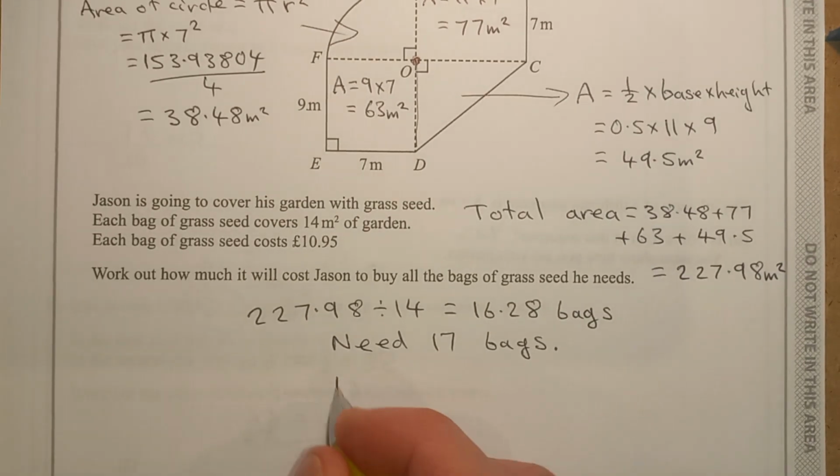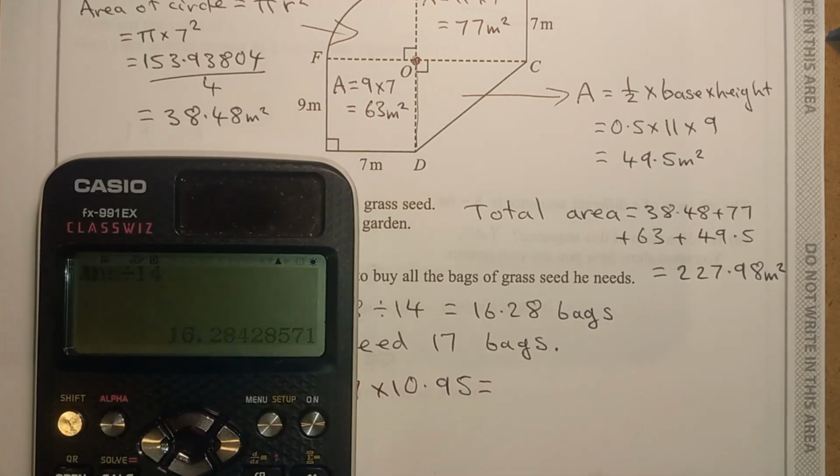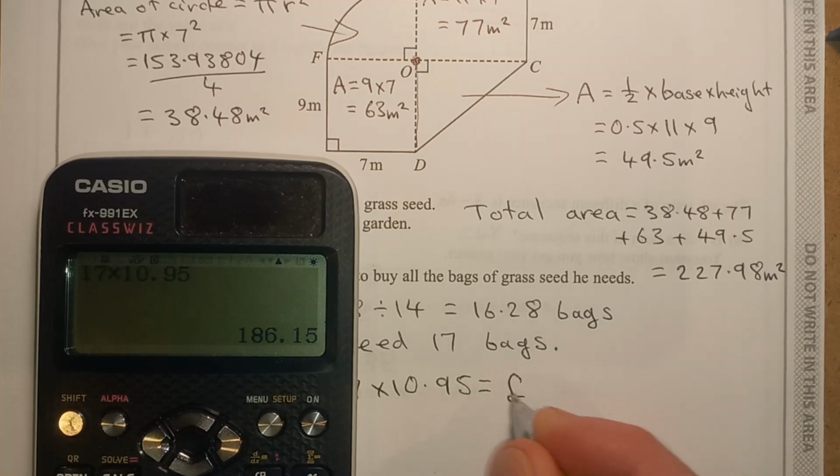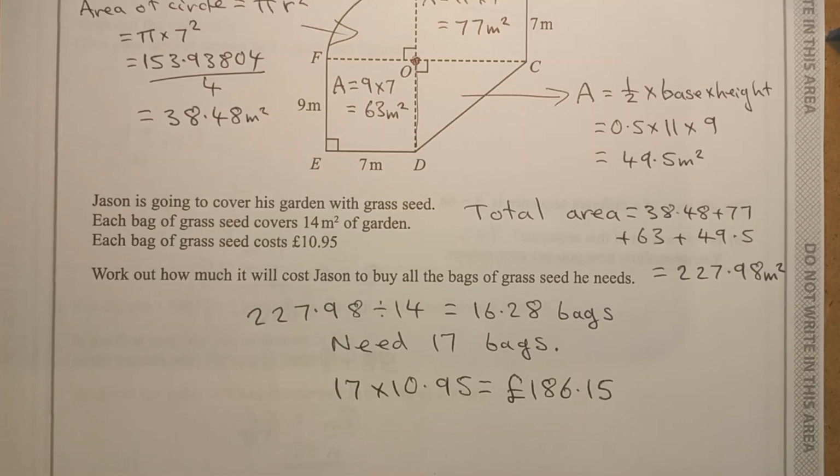Right, so 17 bags, each one costs £10.95, so 17 lots of £10.95 is £186.15. And that's 5 marks.